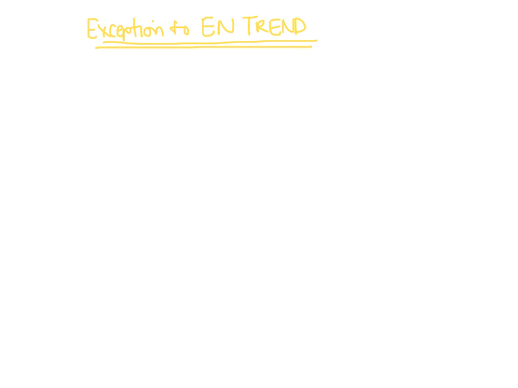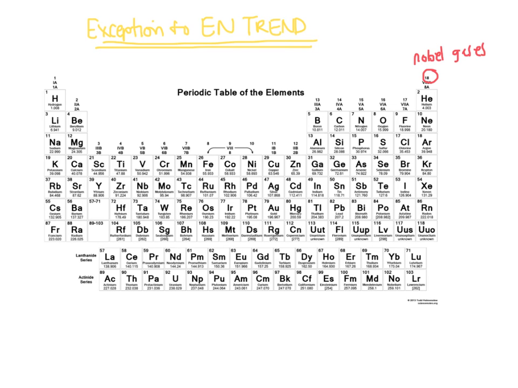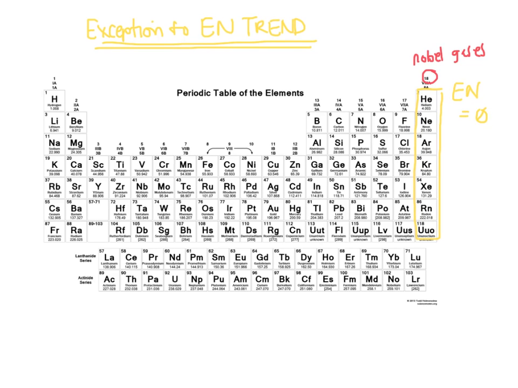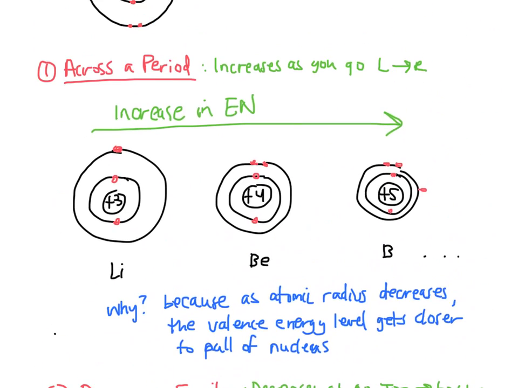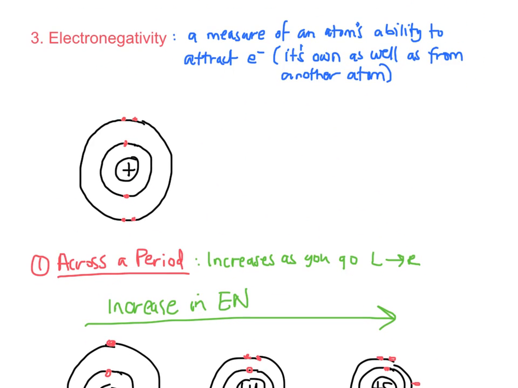All right, so there is an exception to the electronegativity trend that we need to talk about. On your periodic table, there is this family called the noble gases, and they are family 18. Family 18 has no electronegativity. So their electronegativity values are equal to 0, just the noble gases. And the reason for that is because part of electronegativity, if you remember, is the atom's ability to attract electrons from another atom.